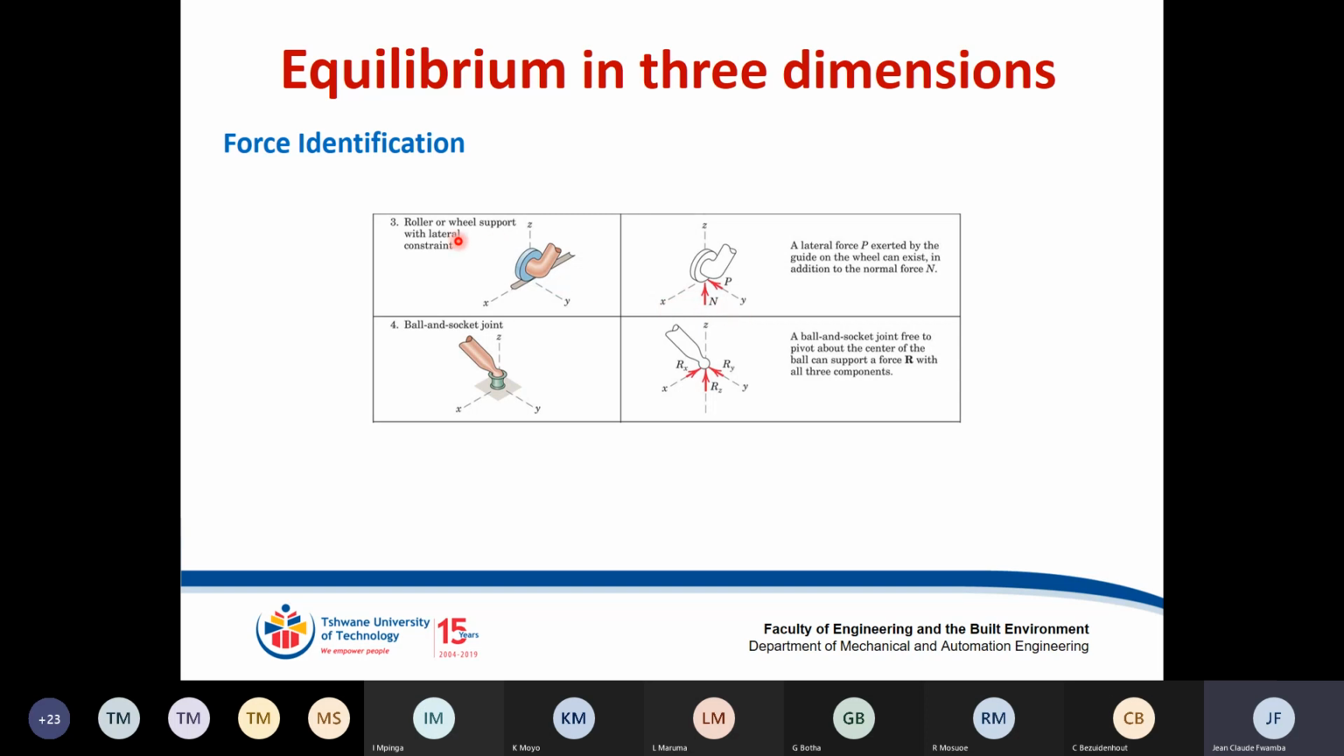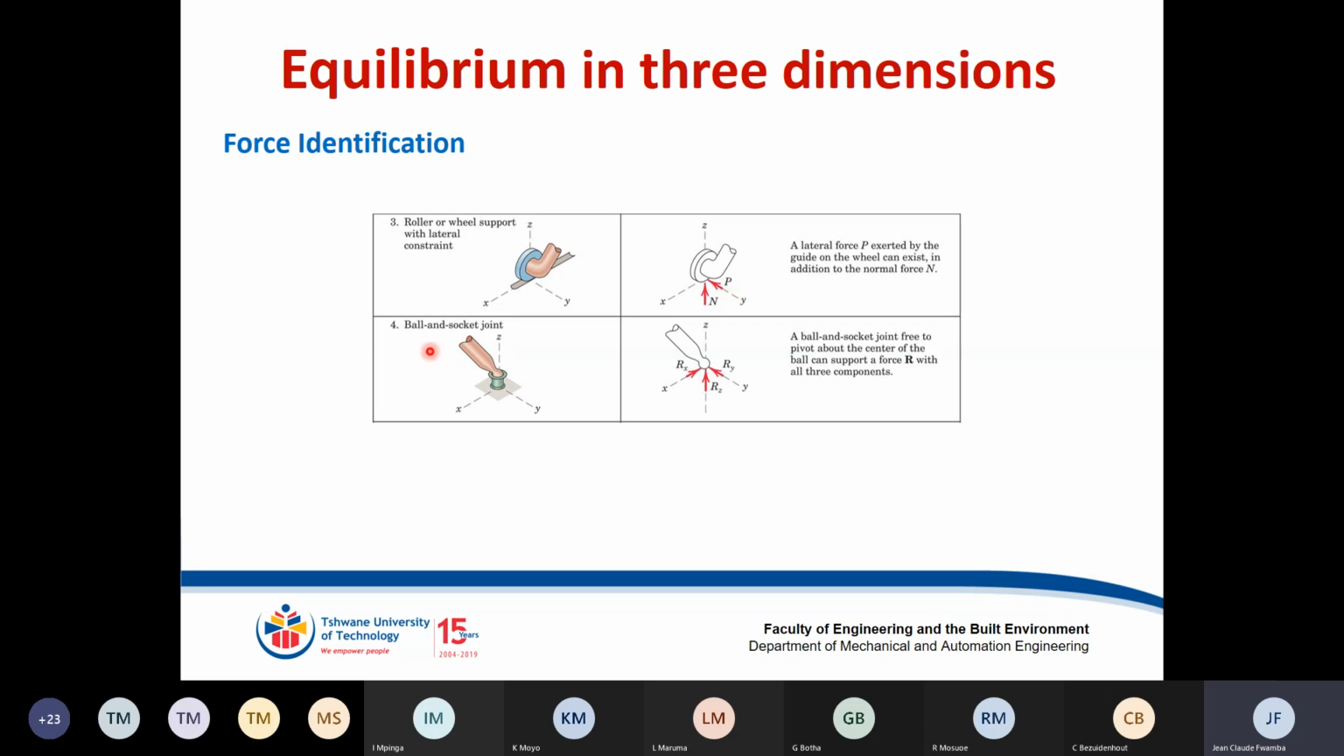Now, because they brought in that aspect of lateral constraint, by lateral constraint we're looking into your y-axis. So it means the movement on the y-axis needs to be restricted. That's why they brought your force P there, right? So that is the constraint on the lateral movement of your roller or wheel.